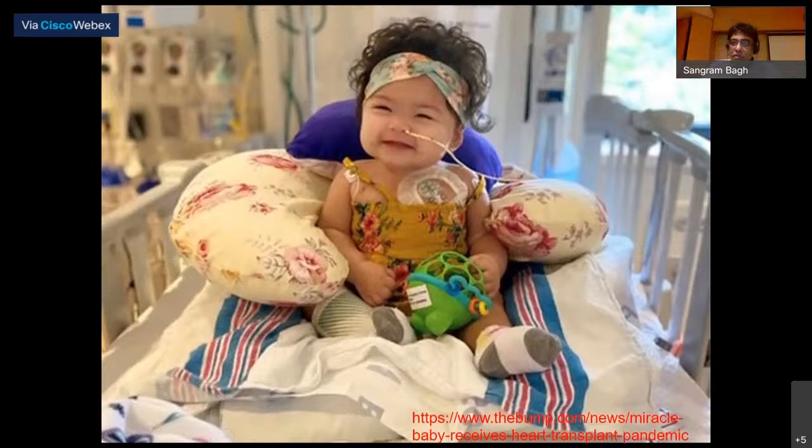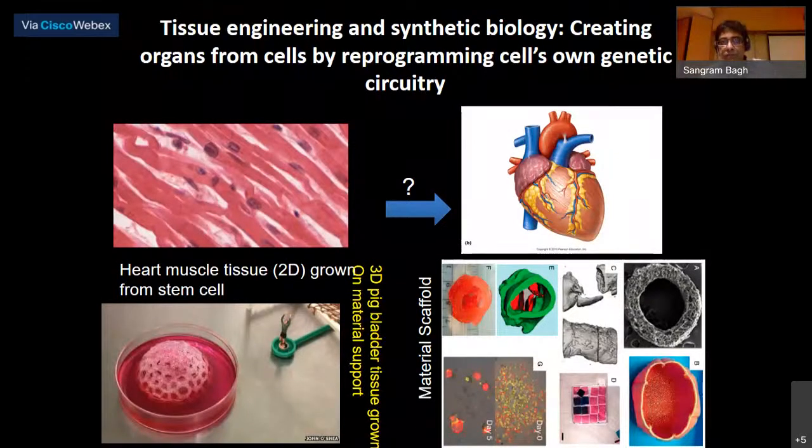However, while this story is inspiring, as I said, there are other dark stories where those children could not survive. So the only solution for this kind of congenital heart defect in a child is if you can develop a heart in vitro, exactly a heart from probably the patient's own cells. And that comes from the perspective of tissue engineering.